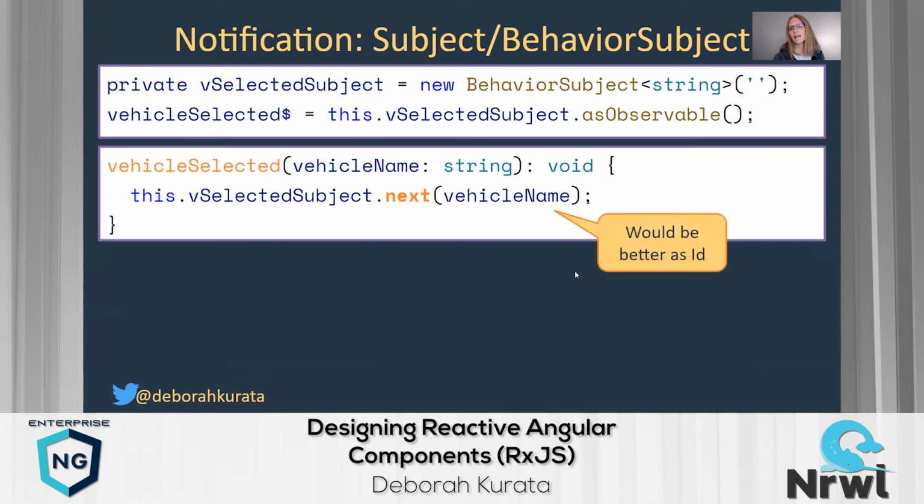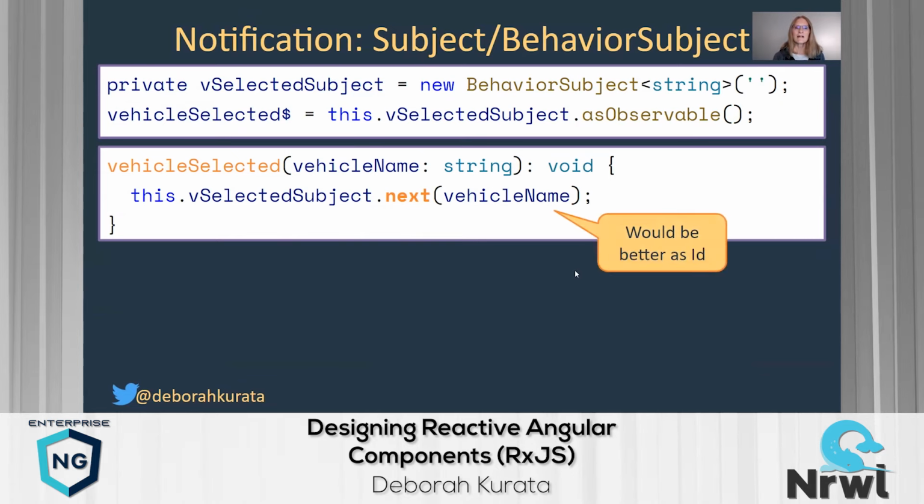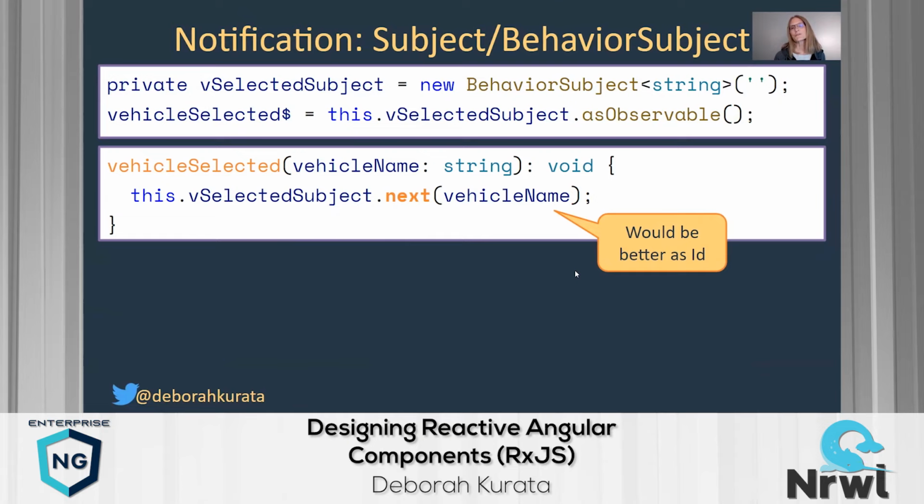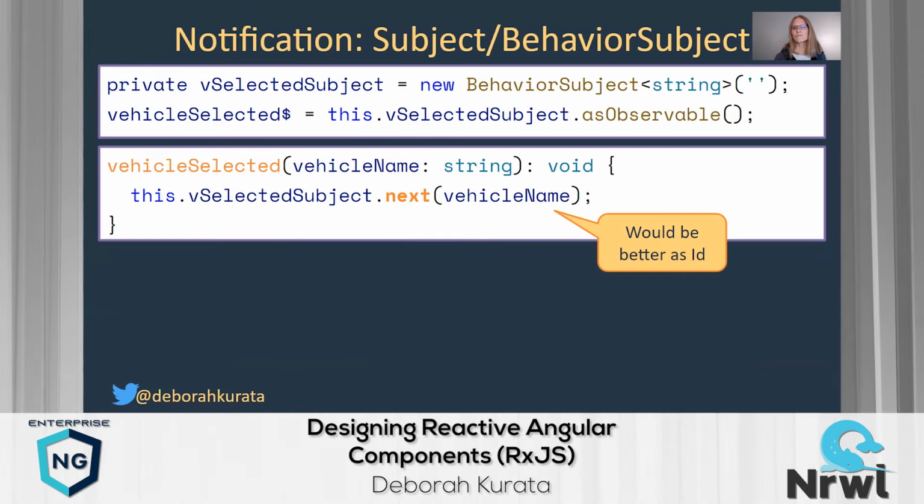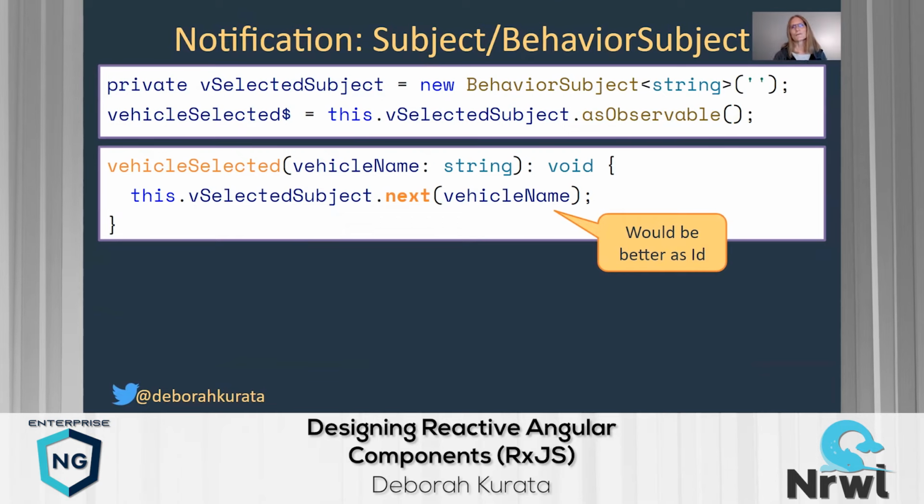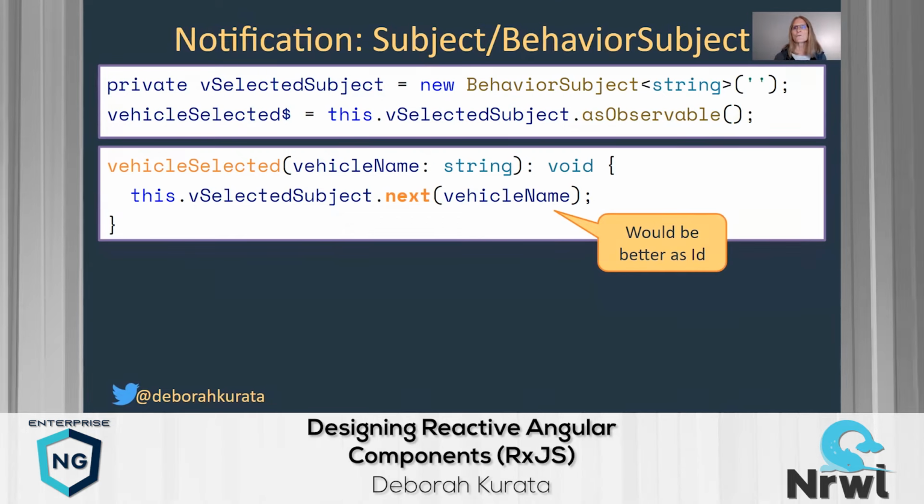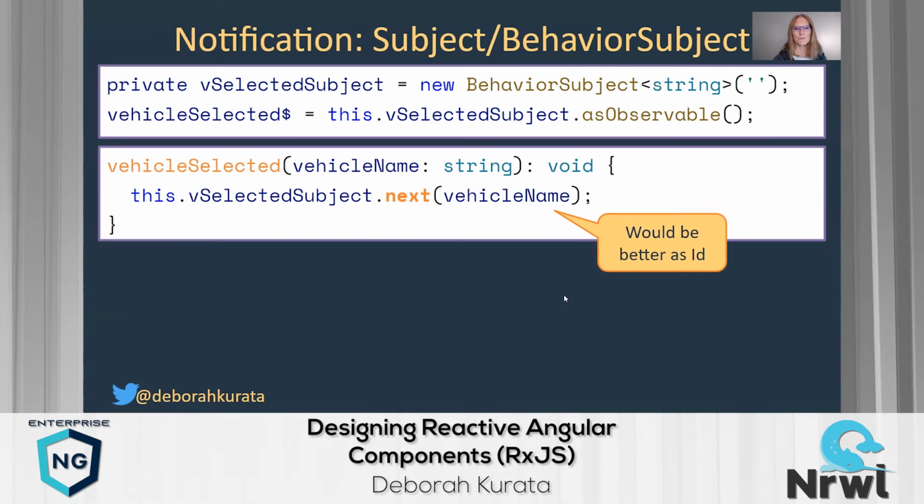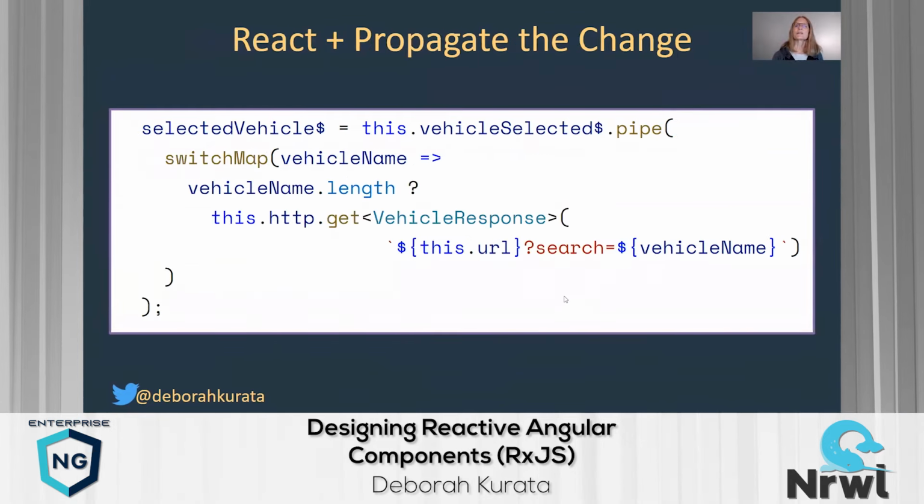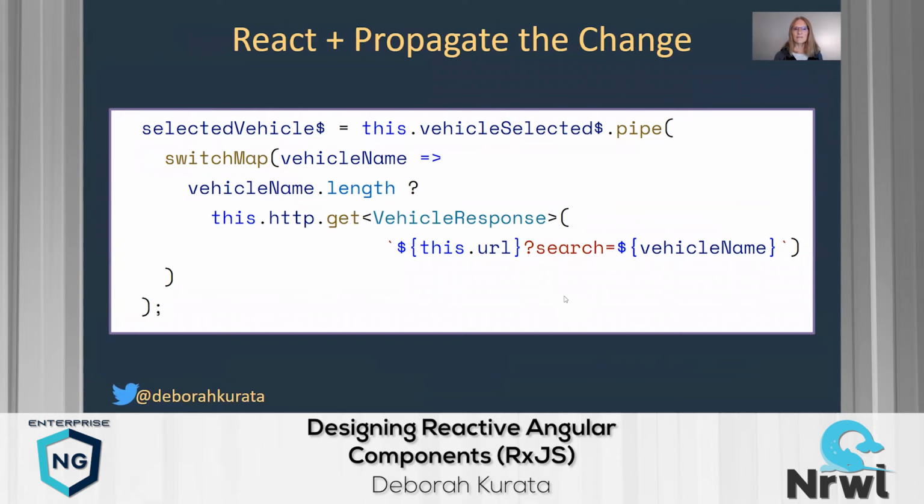Now, in a real application, we should be using an ID. Our vehicles at this particular endpoint did not have any kind of identifiers, so we're using the vehicle name. But if you were doing a real production quality application, hopefully your data has some kind of unique identifiers, not just names.